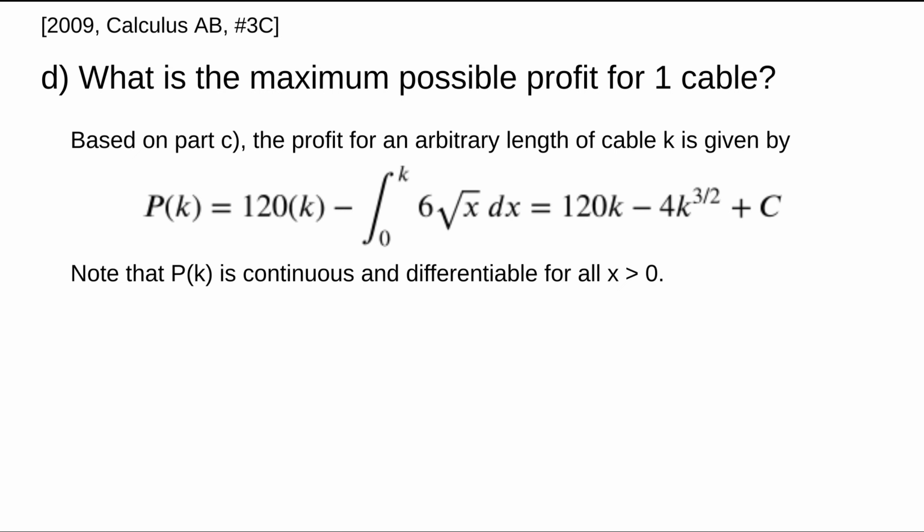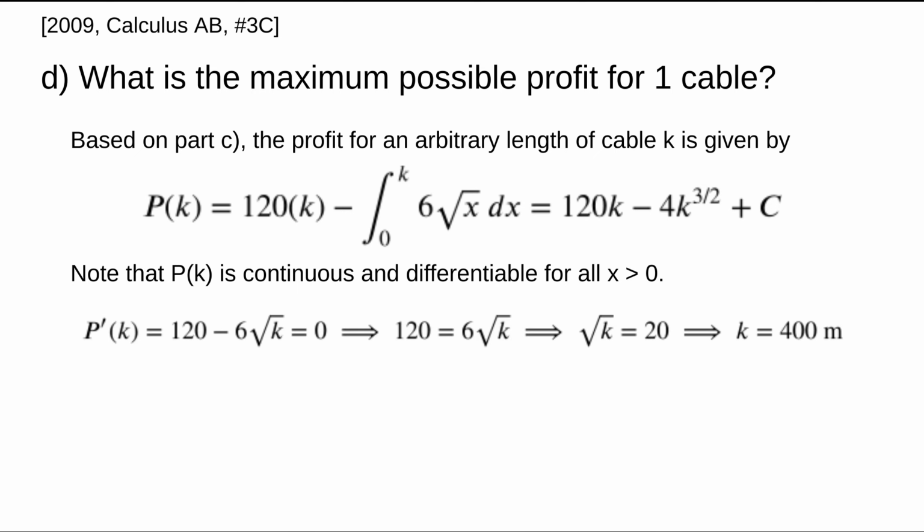Note, our P of K that we come up with, 120K minus 4K to the 3 halves plus C, is continuous and differentiable for all positive values of x. Not going to worry about what happens at 0 because we're not concerned about what happens at 0 in this question. But as long as x is greater than 0, continuous, differentiable, a lot of different theorems at our disposal now. So the derivative of P of K is 120 minus 6 square root K.